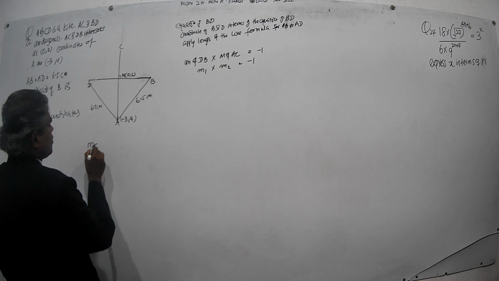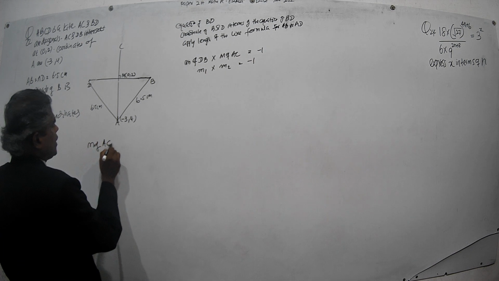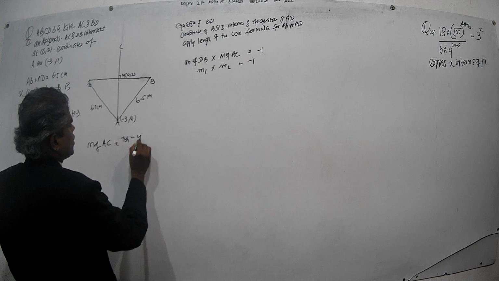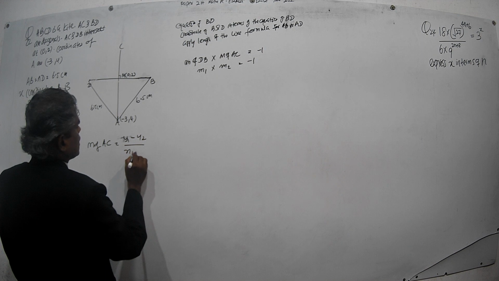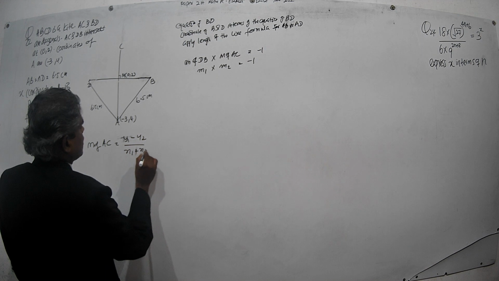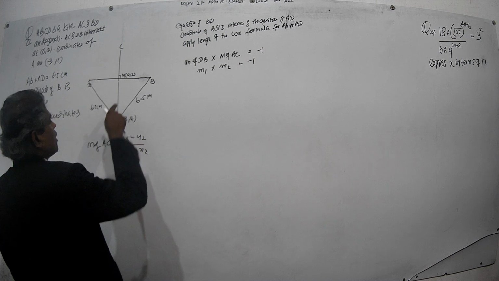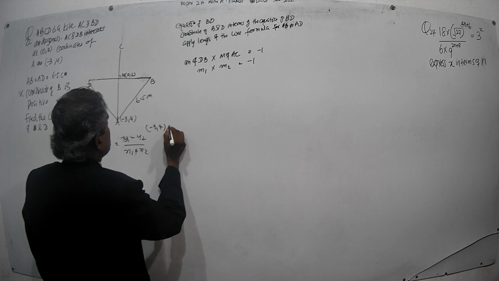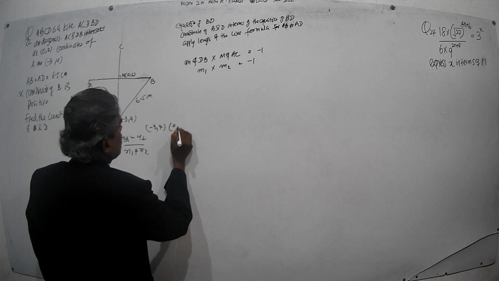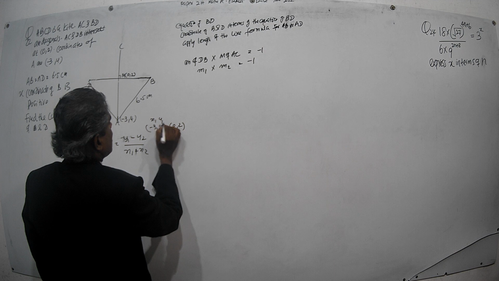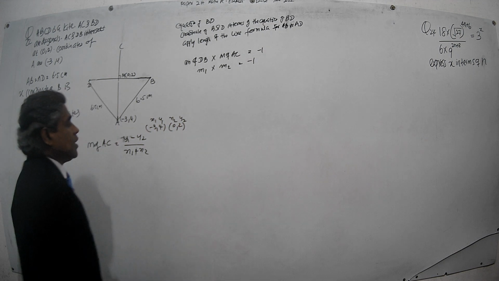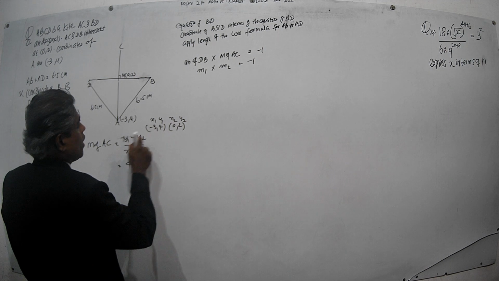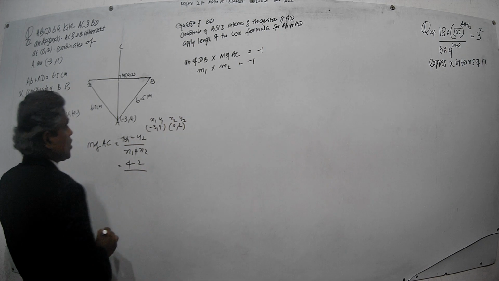Gradient M of AC equals y1 minus y2 over x1 minus x2. Let's take two points from AC: this point and that point, that is (-3, 4) and the other point (0, 2). Let's say this is x1, y1, and this is x2, y2. Then you substitute. Y1 is 4, y2 is 2, so 2 minus 2.